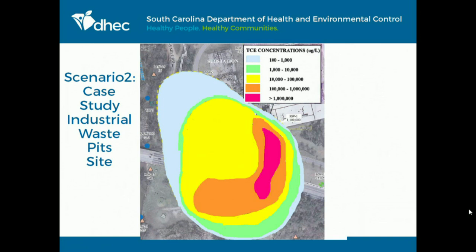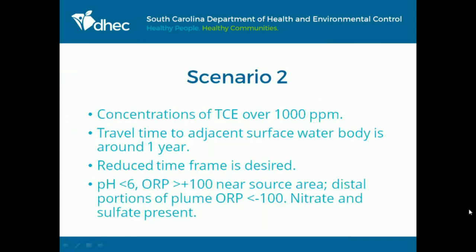So let's see what we got. Concentrations of TCE over 1,000 parts per million. Did you guys get this in your handout, by the way? Nope? Okay. Travel time to surface water from the center of the plume is about 1 year. It's a year away from the core of the plume to surface water. But the edge of the plume is pretty close to surface water. A reduced time frame is desired.